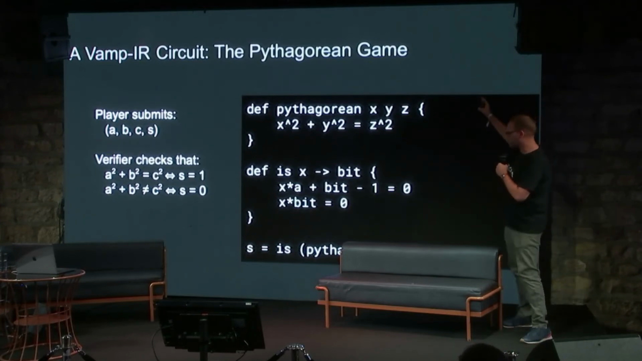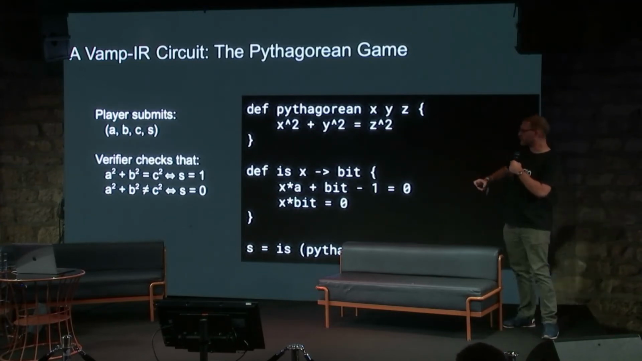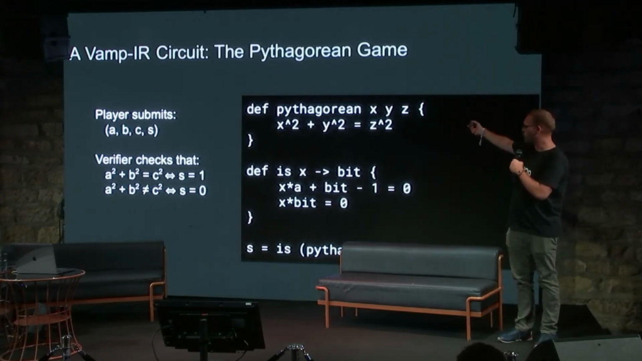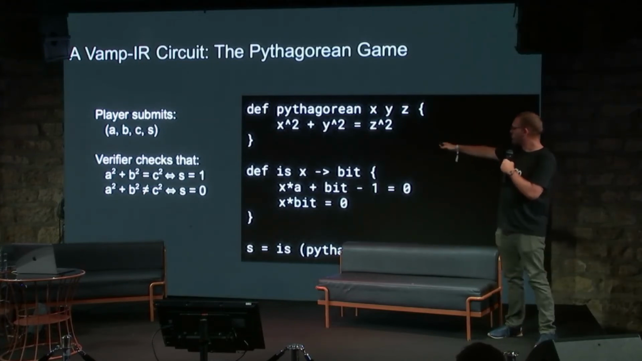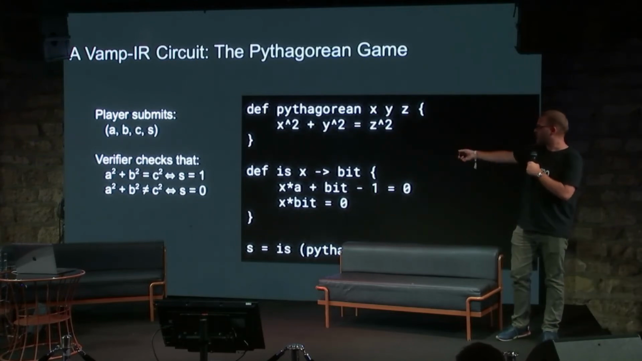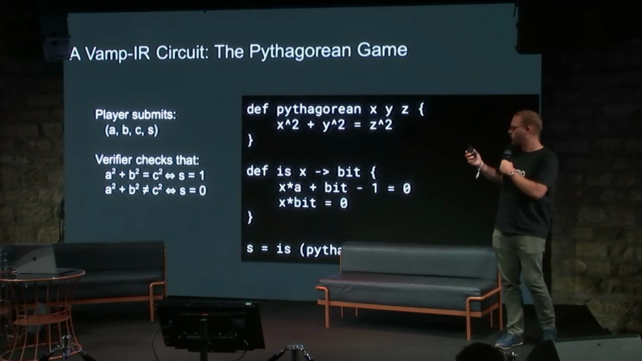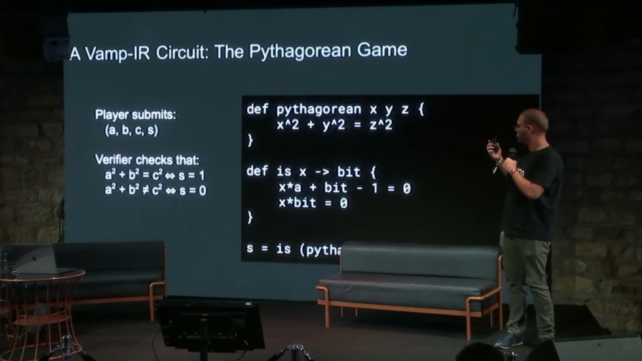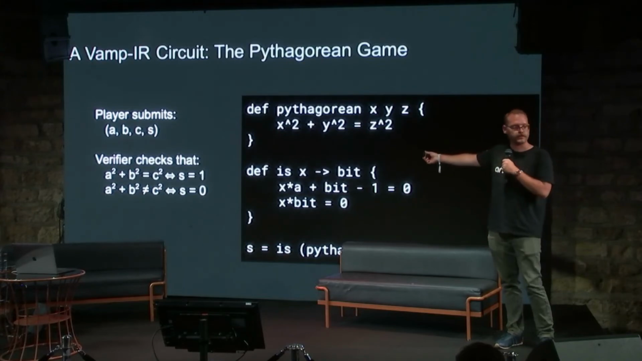All right, so here is the circuit that does this. I have two definitions. One is just for the Pythagorean equation, which, I mean, you can see it right there. And the other checks that x is true or false, and gives you a bit. So it's like a comparison operator that gives you a bit.